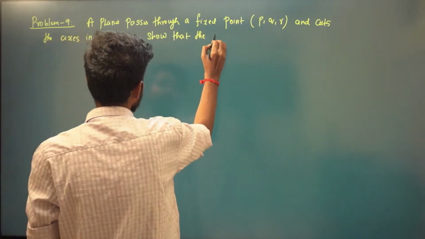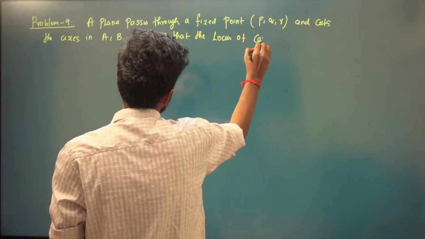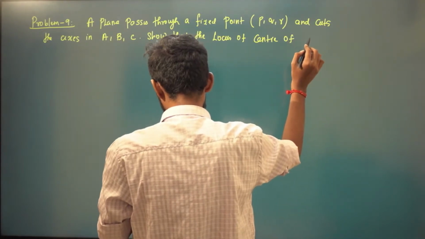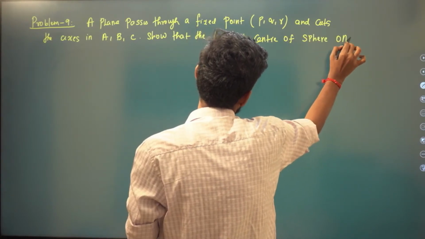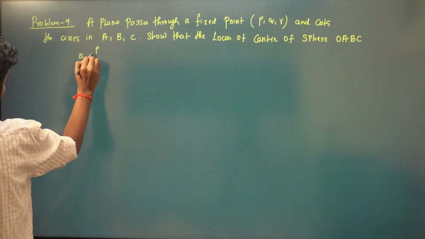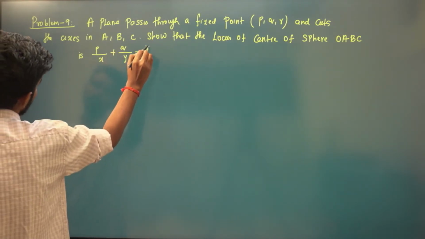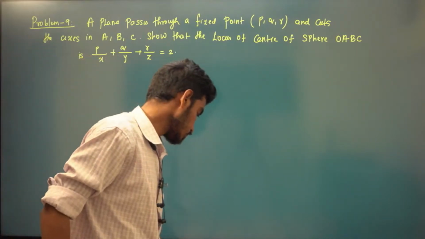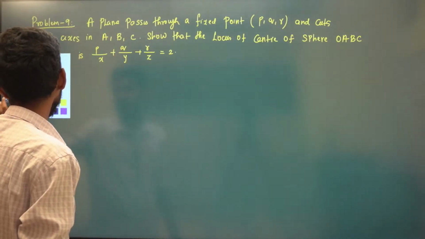So that the locus of center of the sphere OABC is P by X plus Q by Y plus R by Z is equal to 2. It's a very important problem, right? So a plane passing through a fixed point P comma Q comma R and cuts the axis in A, B, C respectively, right?